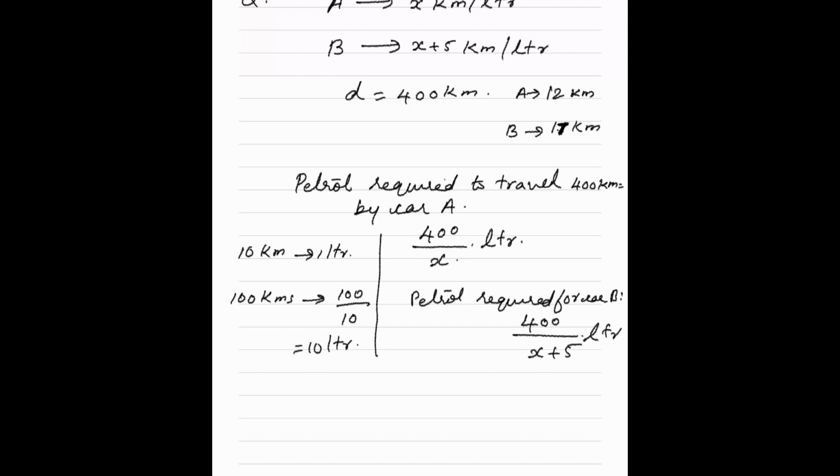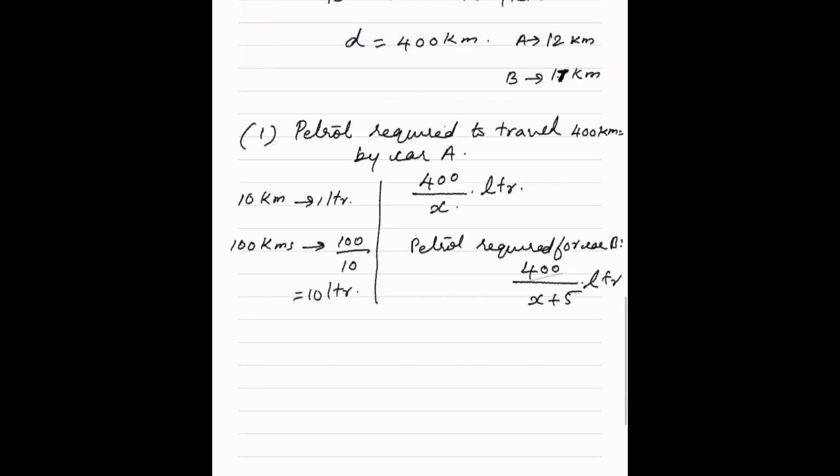Okay. Now, this is the statement: write down the number of liters of petrol used by car A and car B in covering a distance of 400 kilometers. That's all. So this is solving the first part of your question. Petrol required for car A and petrol required for car B is this one. So you're done with the first part of your question.